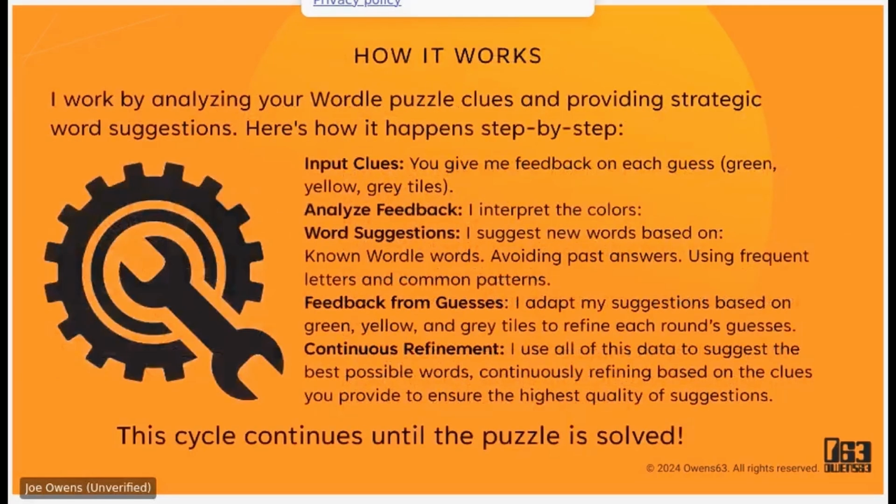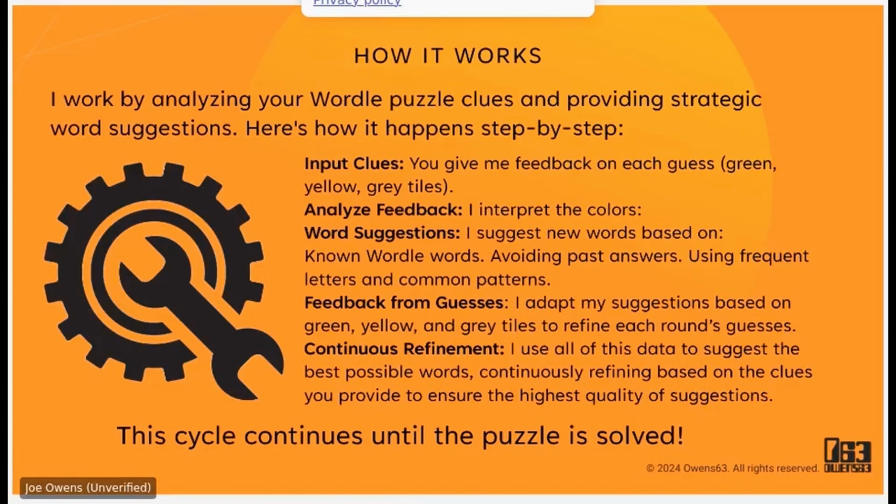So here's how it works. It analyzes the clues, so we give it feedback and tell it what colors. It suggests a word, we put the word in, and then we go back and say, it's this word, and here were the colors of each one of the tiles. It analyzes the feedback and interprets the colors. Then it does a word suggestion.